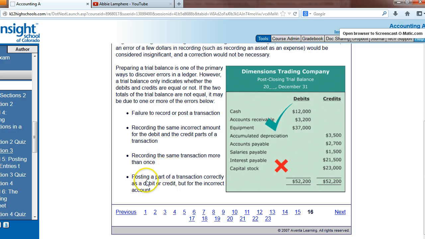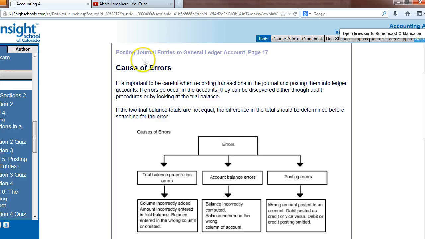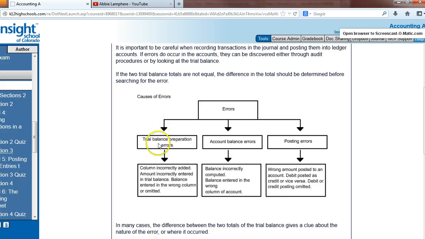Maybe you recorded the same transaction more than once, or maybe you posted a part of the transaction correctly as a debit or a credit, but then incorrect for the other account. So there's lots of different things that could cause errors. Here's another kind of chart of errors.